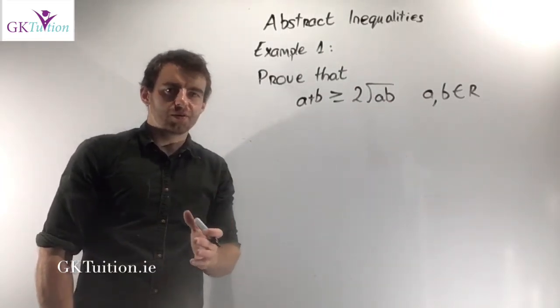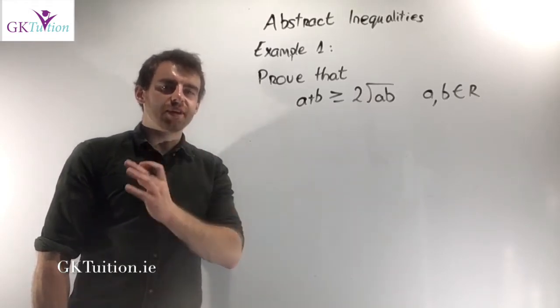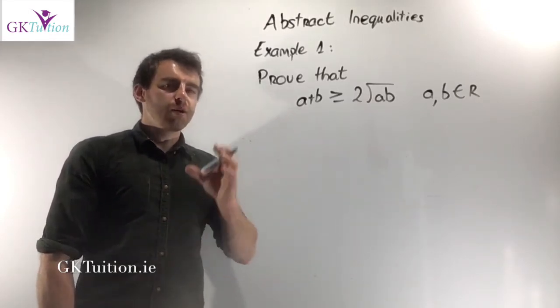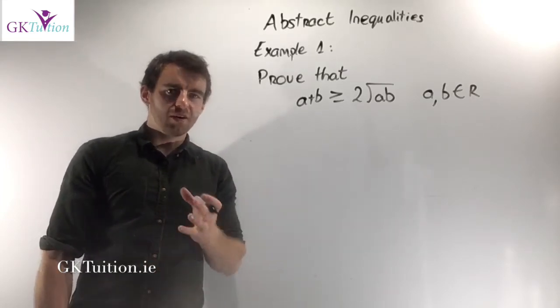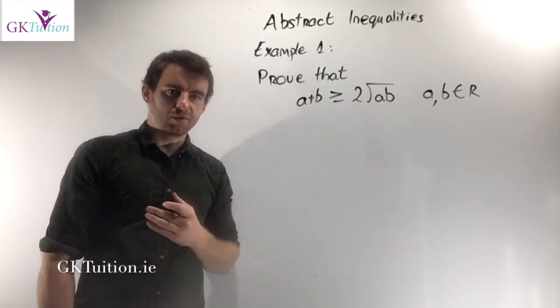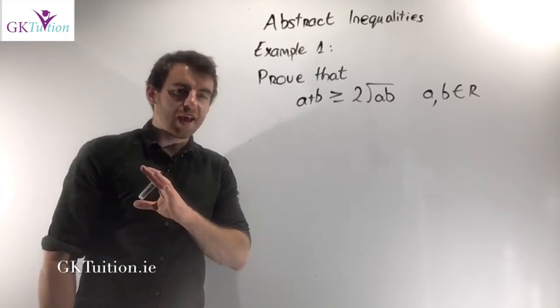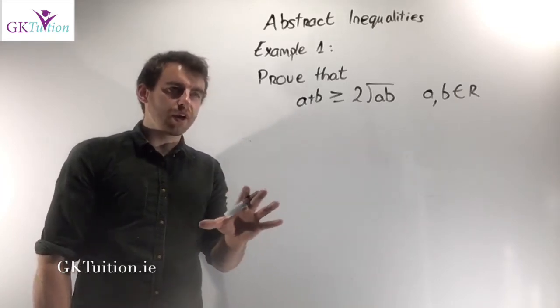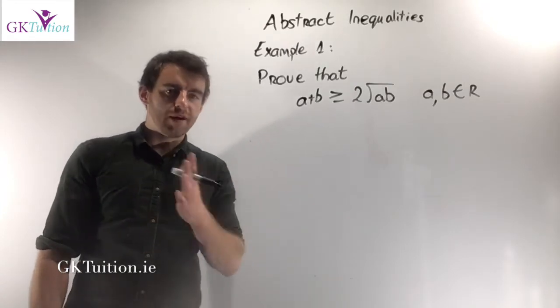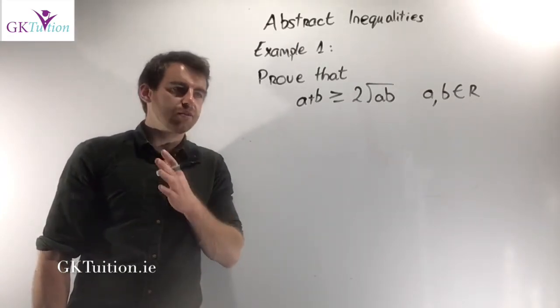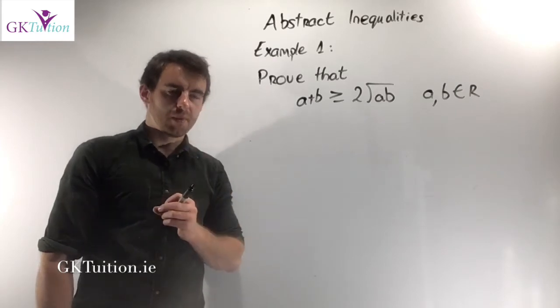What we need to do is move everything to one side of the equation and prove that the whole thing is greater than or equal to 0. If I can get it all to be squared, it's greater than or equal to 0. You'll notice that in every single question in your abstract inequalities, that will eventually be your goal. Move everything to one side and then just get it all to be squared.